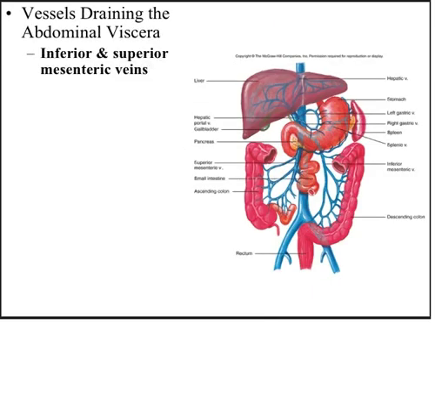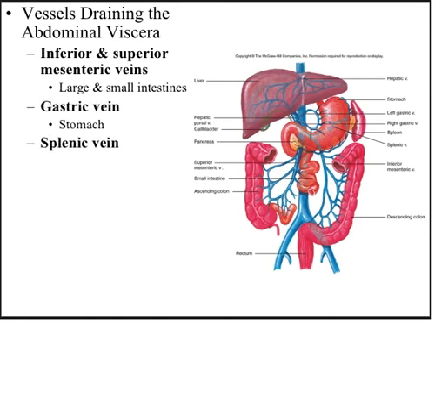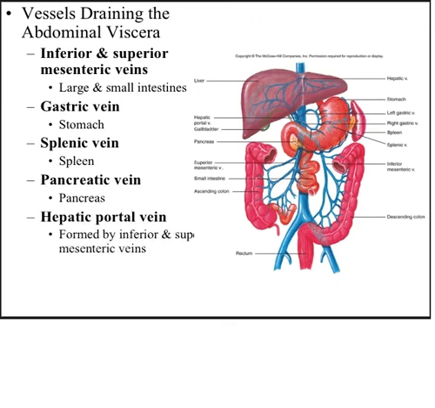The inferior and superior mesenteric veins drain the large and small intestine, while the gastric drains the stomach, the splenic drains the spleen, the pancreatic drains the pancreas, and the hepatic portal vein is a special vein draining blood from the small intestine and the spleen and the stomach, and it goes into the back of the liver through an area called the porta hepatis. The pancreatic vein also merges with it.